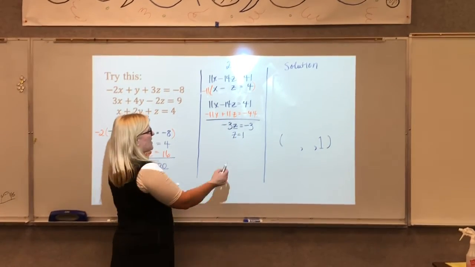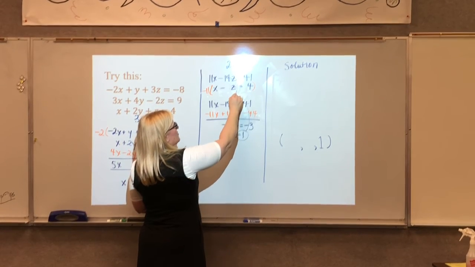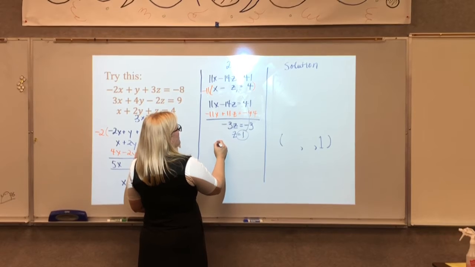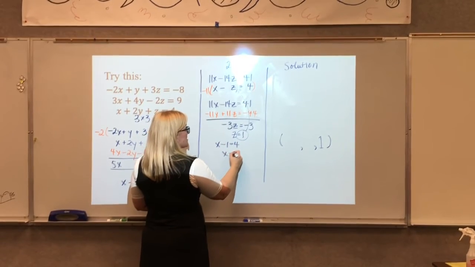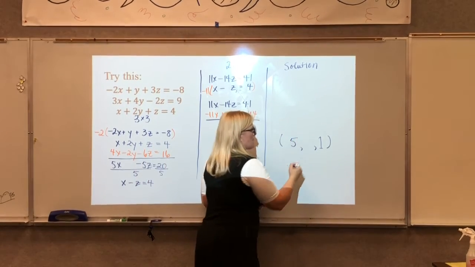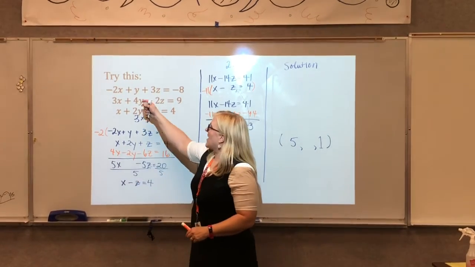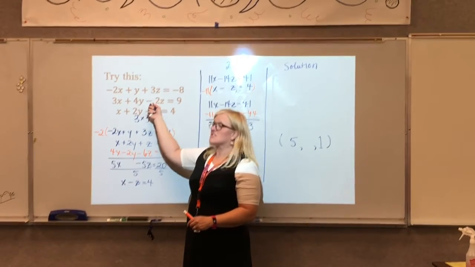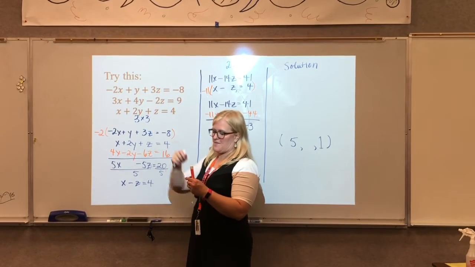Now, I take this 1, it's z, and I plug it back in up here, and I get x minus 1 equals 4. So x is 5. And so now that I have 2 of them, I can plug them back into one of these equations to get my last one, which is y.